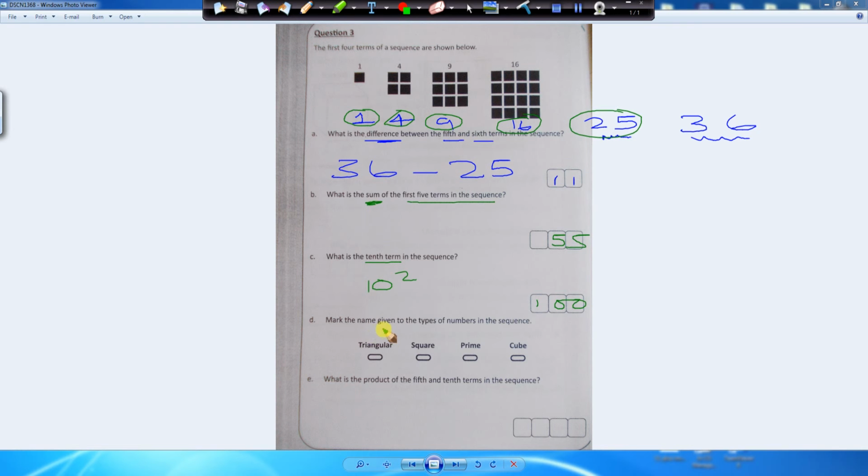Question 3 part D. Mark the name given to the types of numbers in the sequence. Muniba, this type of sequence is called what? Square. Square number sequence. Lovely.